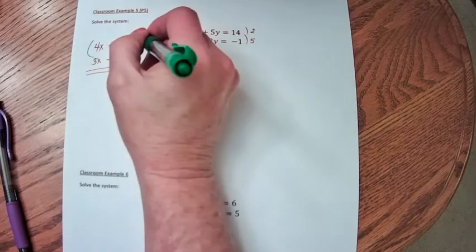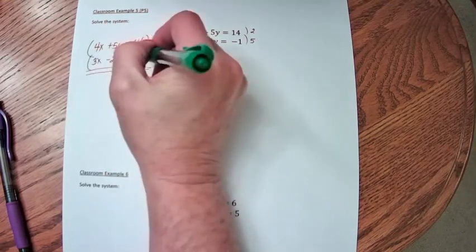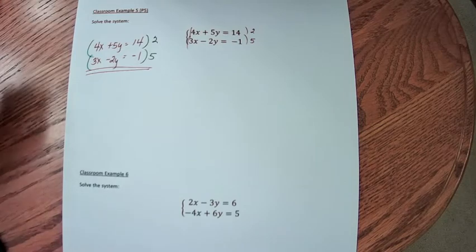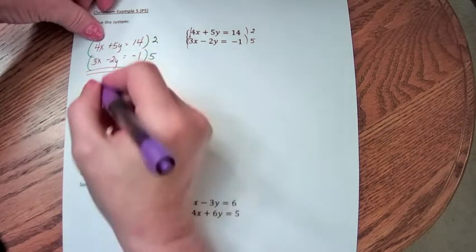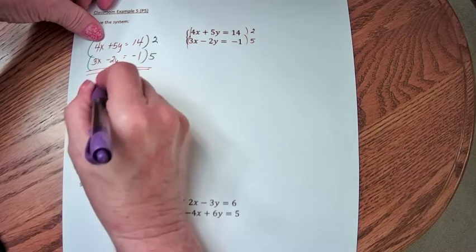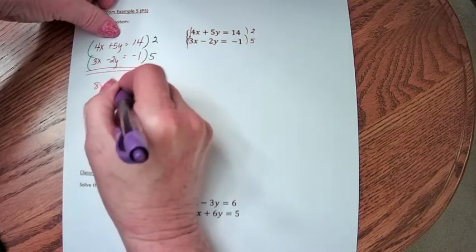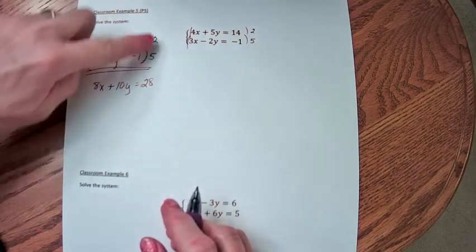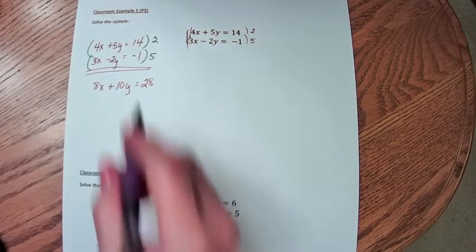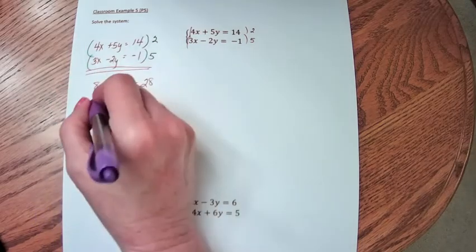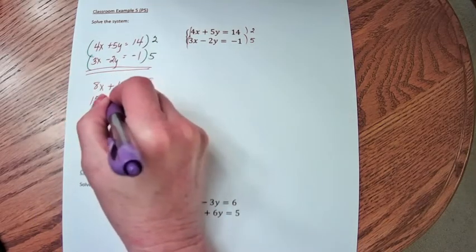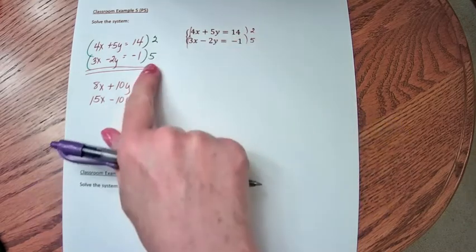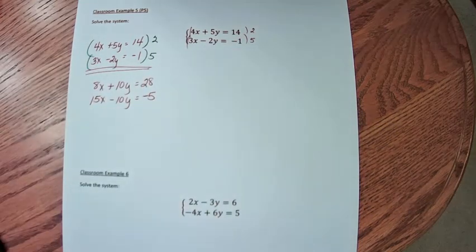So if I multiply this whole equation by 2 and this whole equation by 5, I should get my y's to cancel. So an equivalent system would be 8x plus 10y equals 28. All I did was distribute the 2's. And my second equation would become 15x minus 10y equals negative 5. All I did was distribute the 5.